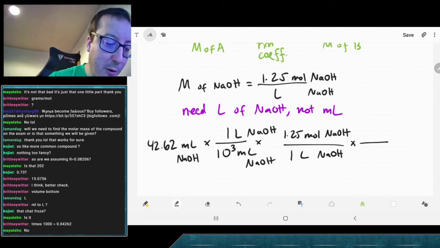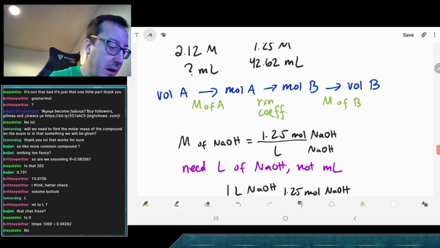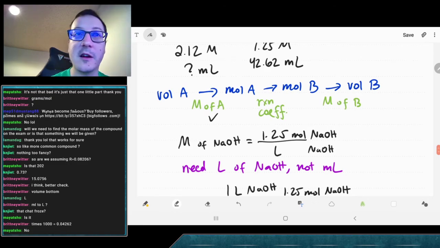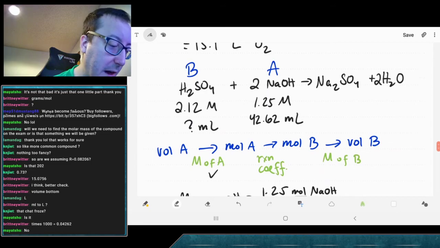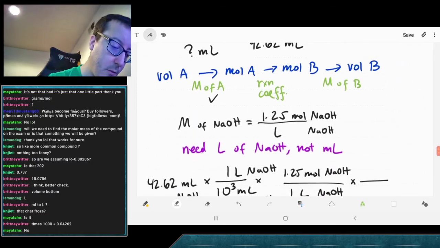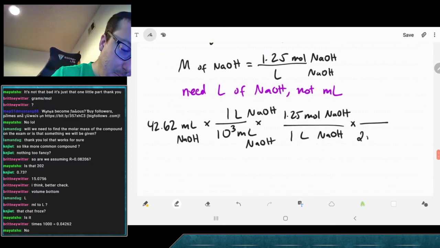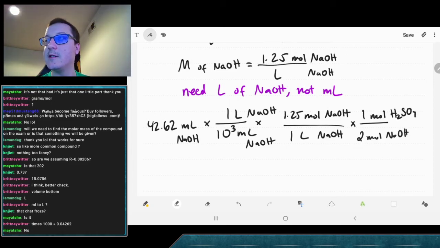Now that we have moles of NaOH, we're going to use our reaction coefficients. So we have done this part. Now we're going to use our reaction coefficients. It's right here. Our reaction coefficient for sodium hydroxide is 2. Reaction coefficient for sulfuric acid is 1. Sodium hydroxide goes on the bottom. We'll get our moles of sulfuric acid.